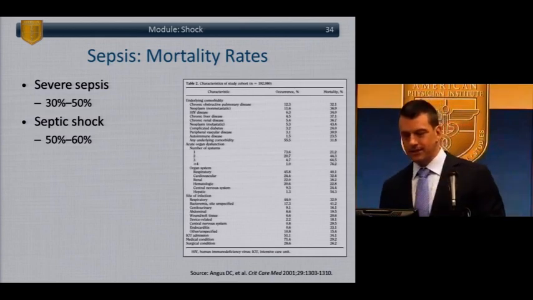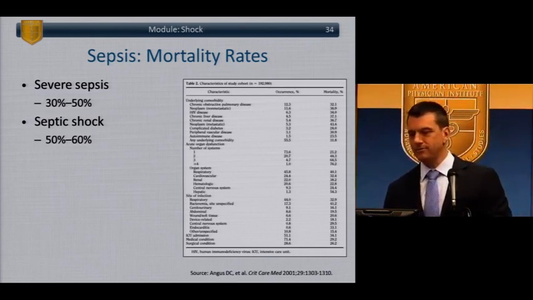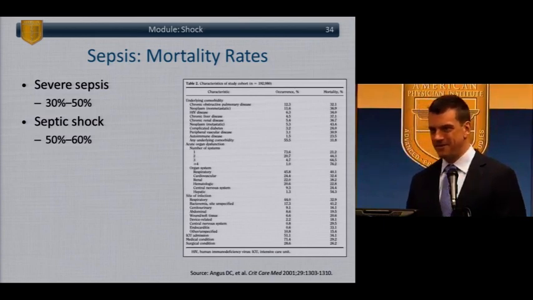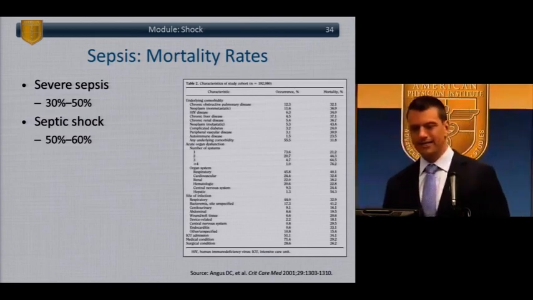So severe sepsis occurs in about 30 to 50% of patients. We'll talk a little bit more about these definitions. Some of you may be reading that sepsis definitions are in flux. That's nothing to worry about for this exam. It was written before any of this changed, and the semantics of whether it's severe are not important. Septic shock is about 50 to 60% of patients.